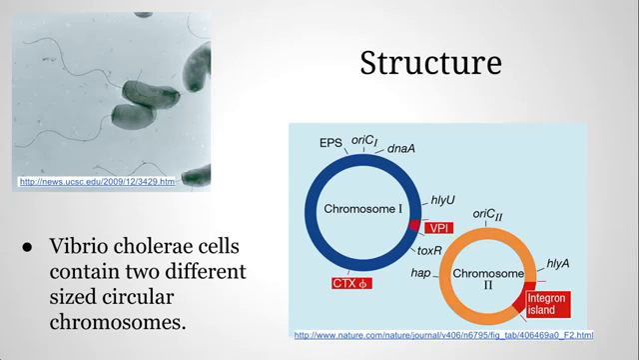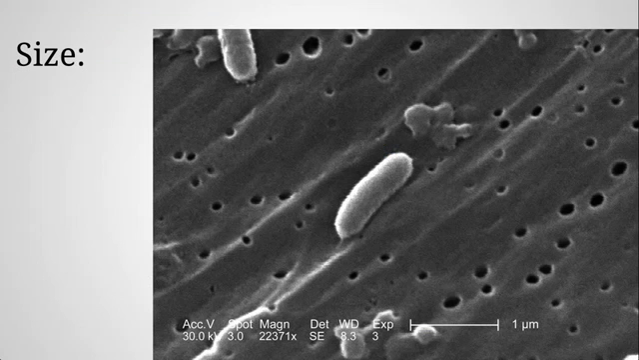So whether or not a Vibrio cholerae cell is pathogenic is inherent within its chromosomes, but the most common epidemic pathogenic strains are V. cholerae O1 and V. cholerae O139. You can see here this microscopic photo gives you an idea of the size of the cell, which is generally between 1 and 3 micrometers in length, and between 0.5 and 0.8 micrometers in diameter.